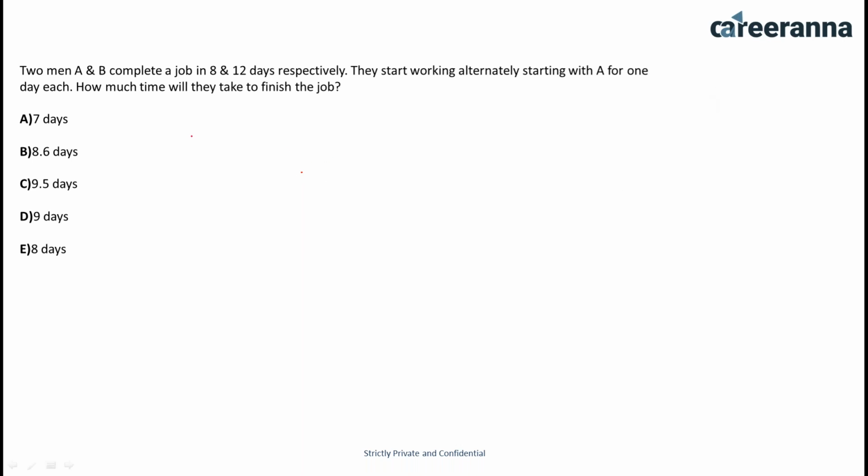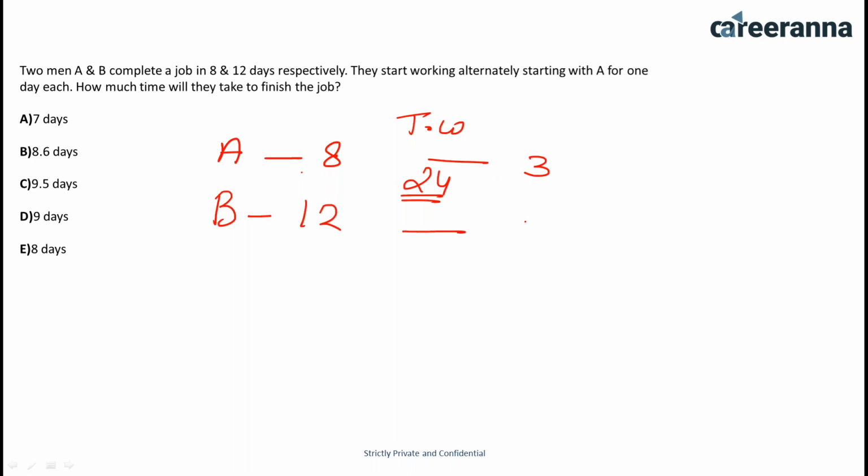Okay, so mostly students are saying option C is the right answer. Let's solve this question. Two men A and B can do a job in 8 and 12 days. So A is completing the job in 8 days and B is completing the job in 12 days. If you assume the total work to be 24, the LCM of 8 and 12, you can easily calculate the efficiency of A and B. For A, the efficiency is going to be 3. For B, the efficiency is going to be 2. This is the unit of work that they are completing.